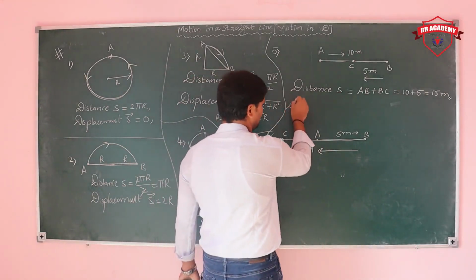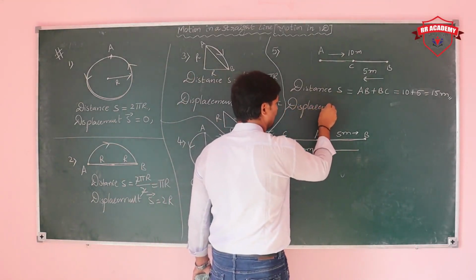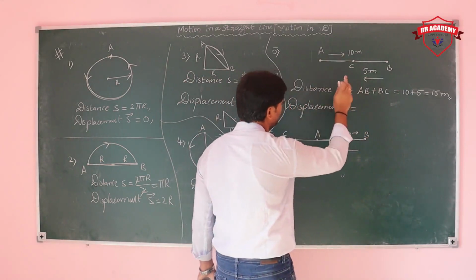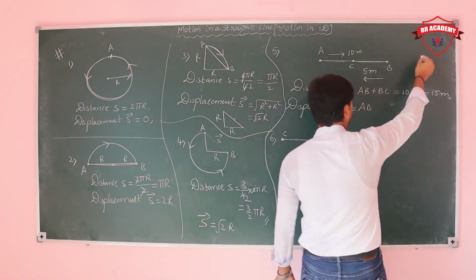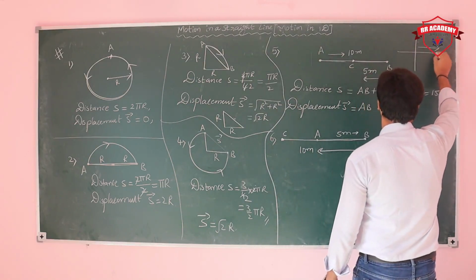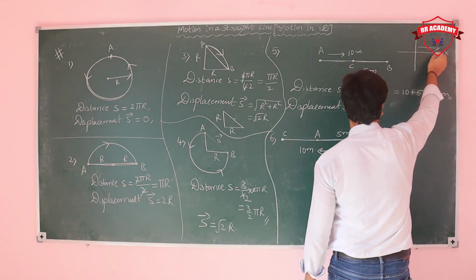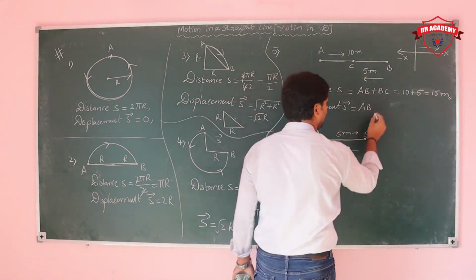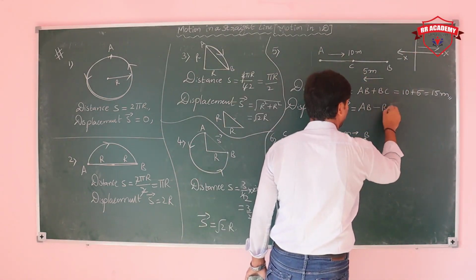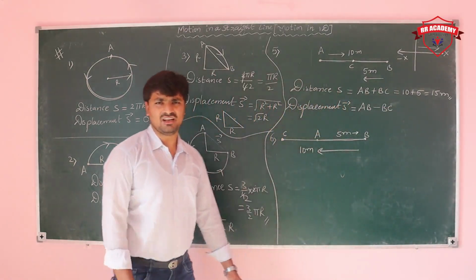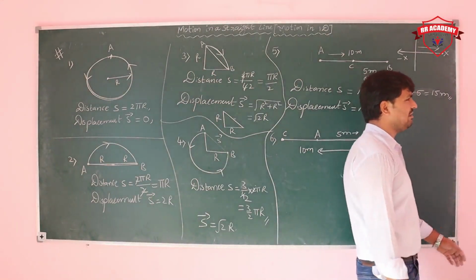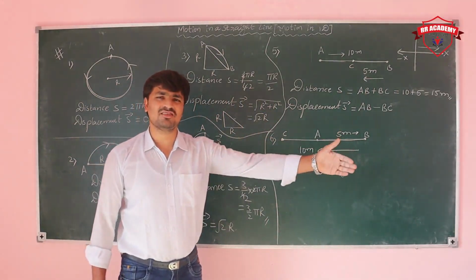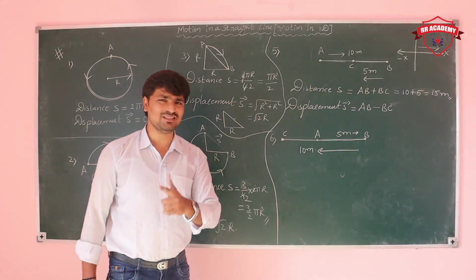And coming to displacement, S bar is equal to A to B. If you are considering the coordinate system, this direction we can consider as positive x-axis, and this direction as negative x-axis. Based on that, you can take A to B, and then minus B to C. Why minus? Because the particle is going like this and immediately changes direction, forward and then backward. Forward plus, backward minus, because displacement depends on direction.